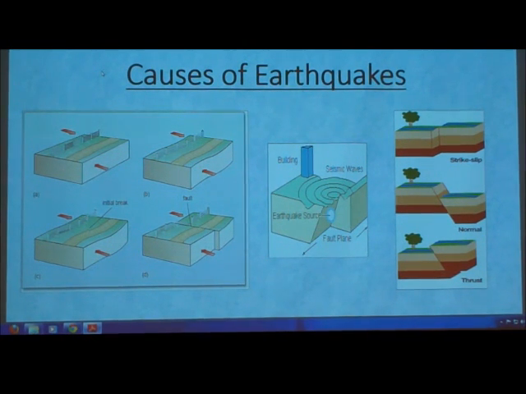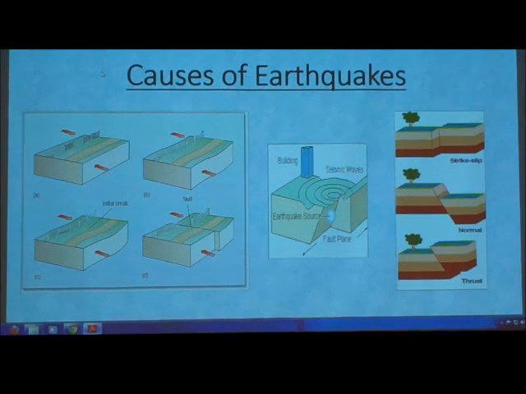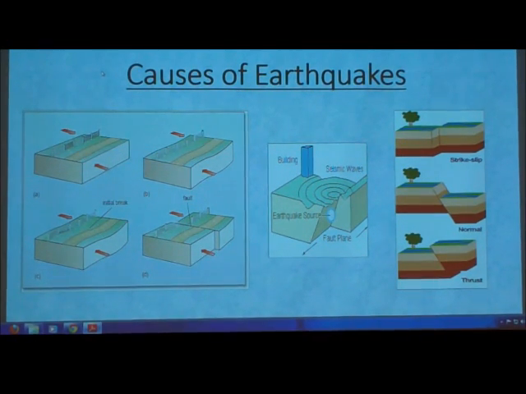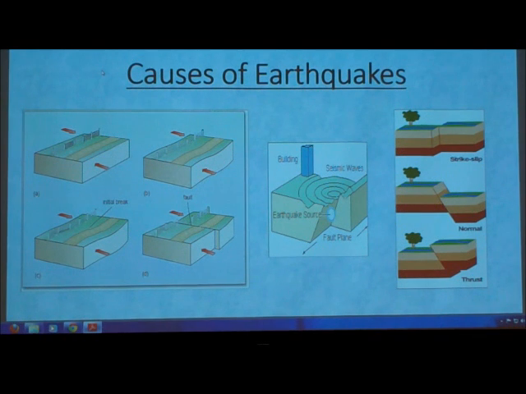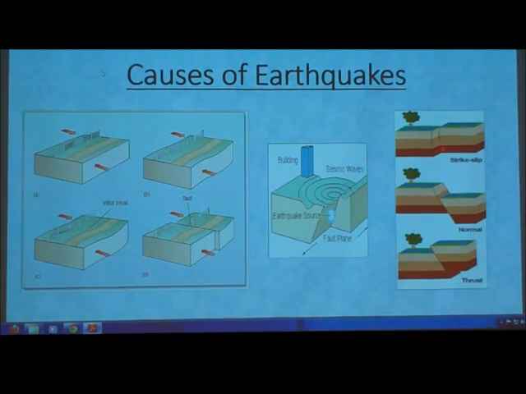Causes of earthquakes. Earthquakes are caused by disruptions in the tectonic plates. So what would happen is, at this point, you would have the tectonic plates reacting with one another, and that would create a seismic wave that will spread across the surface, and that will create a fault plane. And the three types of faults to expect are a strike slip, a normal, and a thrust.